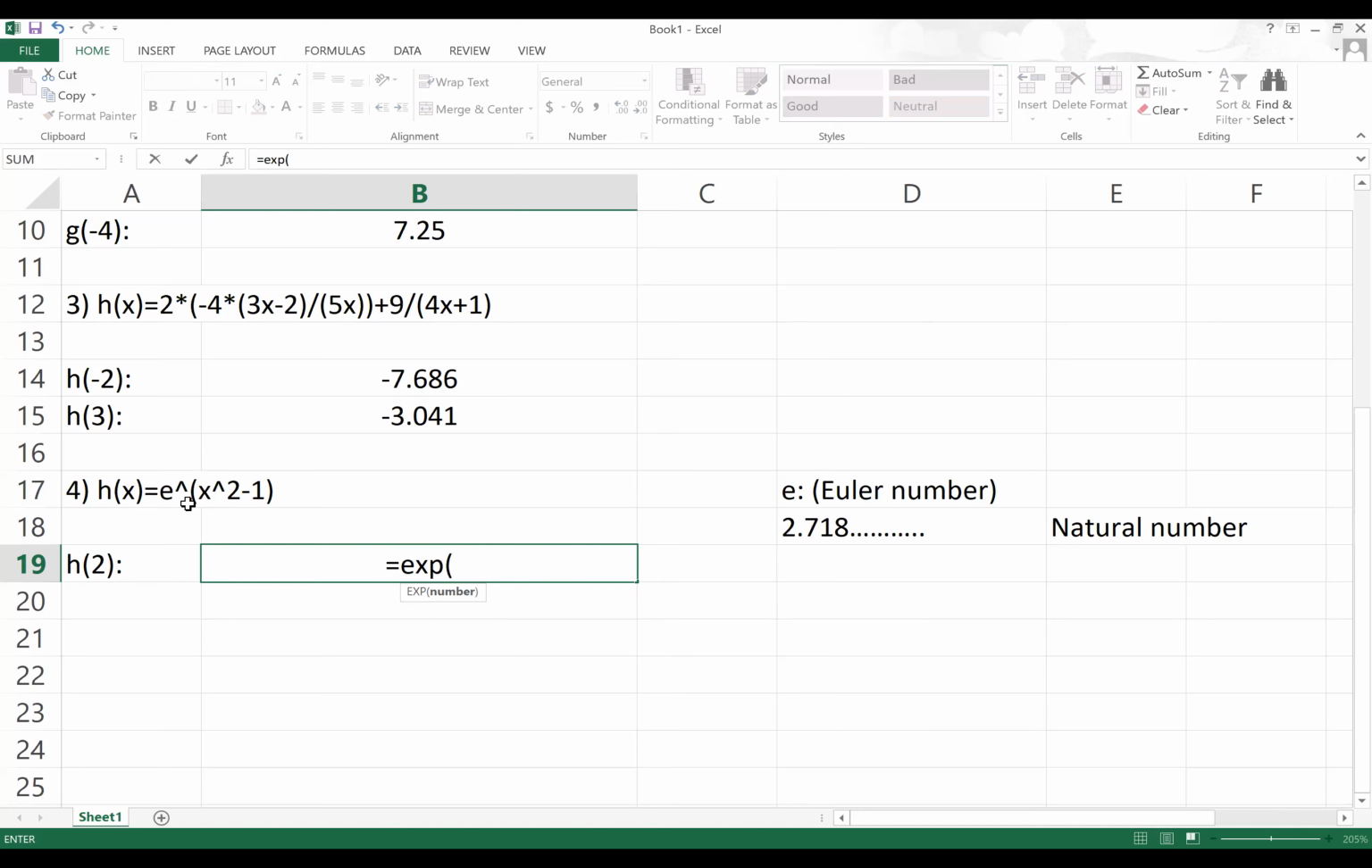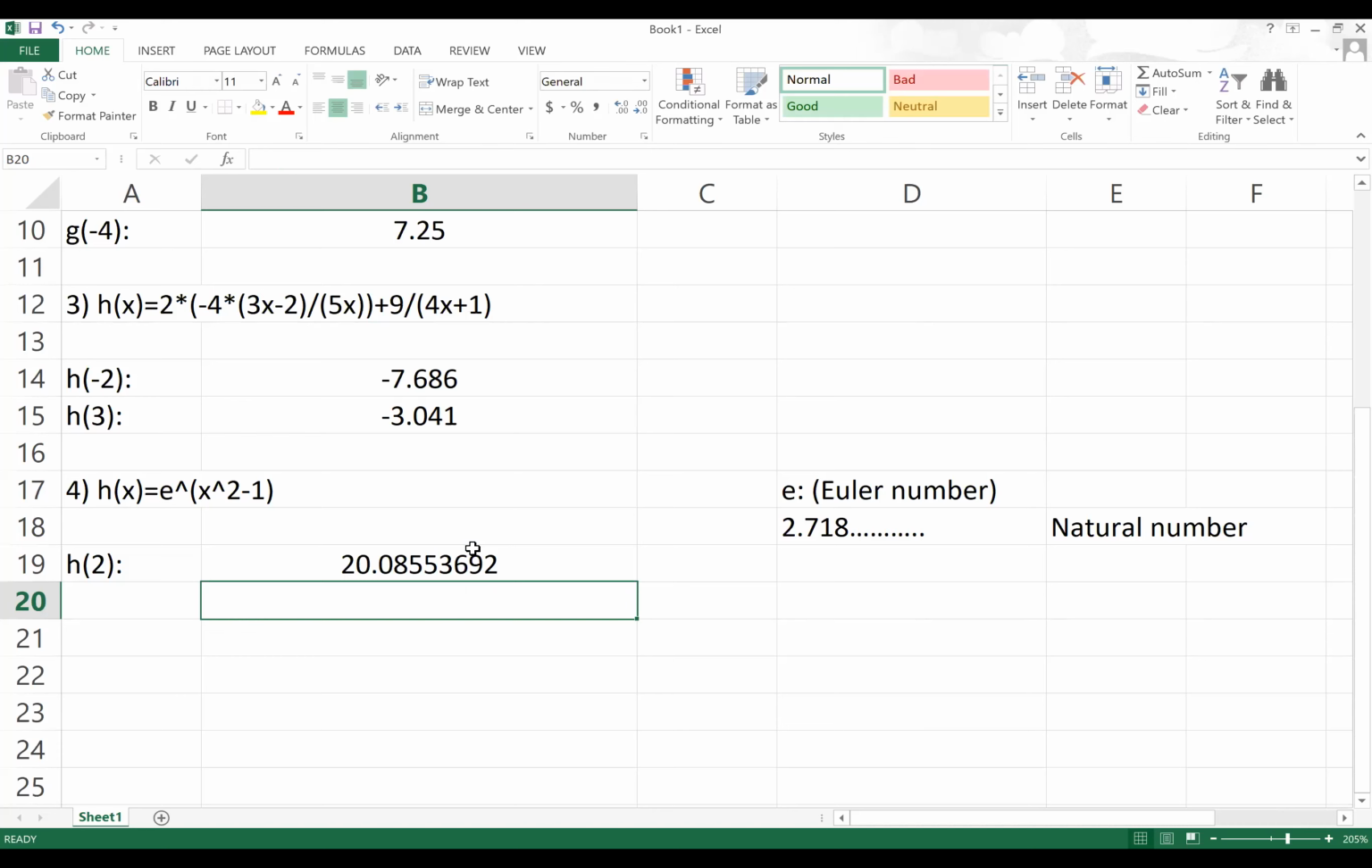Okay. And x is 2, so it's 2 squared minus 1. EXP, open parentheses, 2 to the second minus 1. Then you hit enter. You get that, right? So it's 20.0855-3692.